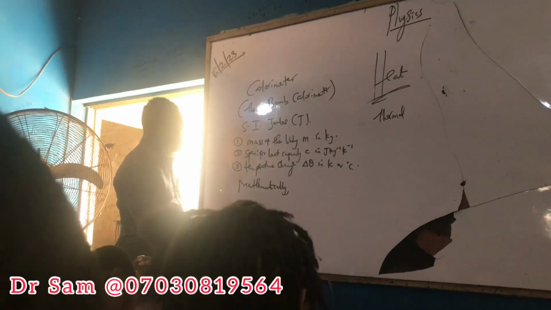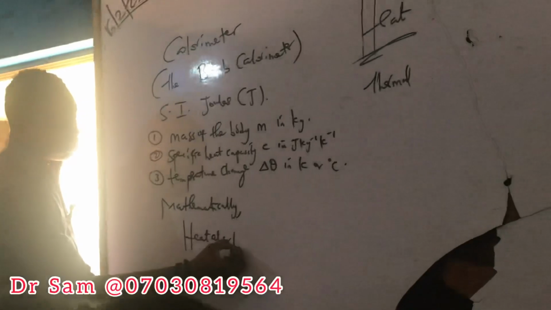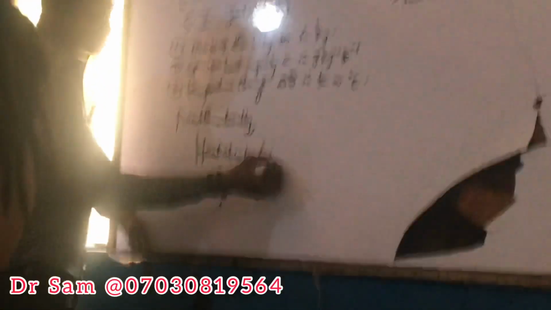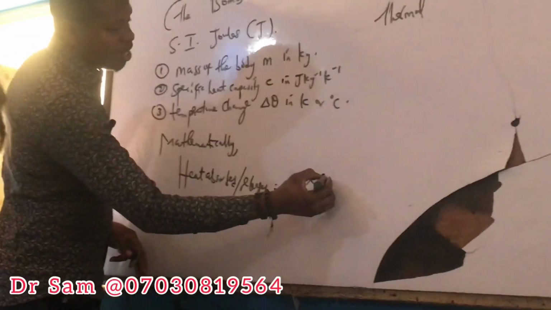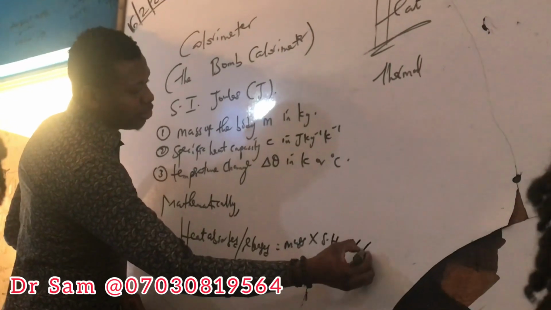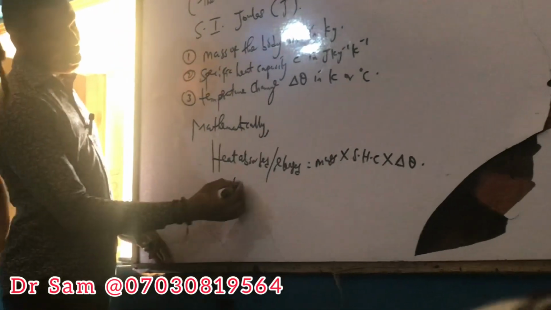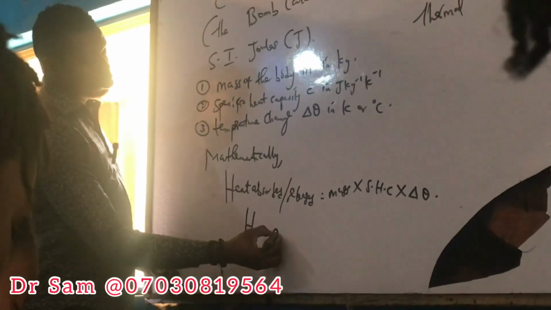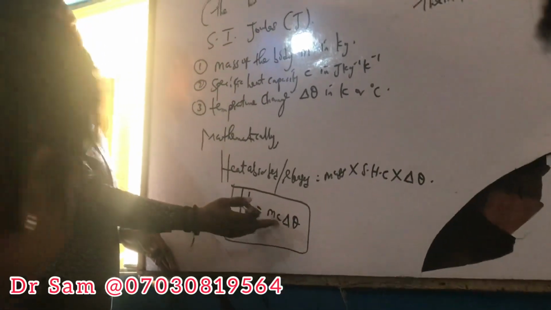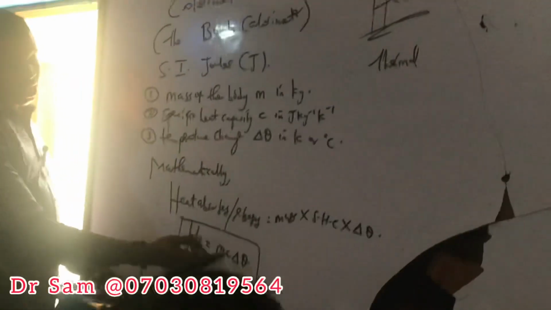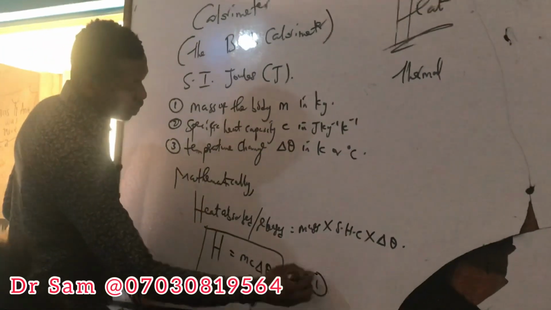That is, we can say heat absorbed or released is equal to mass times specific heat capacity times change in temperature. So by symbol, we can say capital H is equal to M C change in theta. M for the mass, C for specific heat capacity like I've defined, then change in temperature for the temperature difference. We call this equation 1.